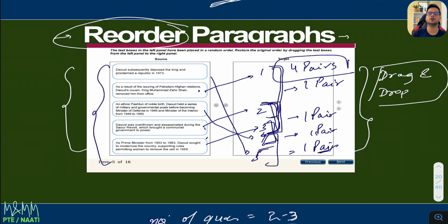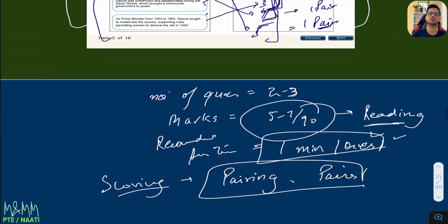And that's always going to be the case. If you get 6 sentences, there'll be 5 pairs. If you get 4 sentences, there'll be 3 pairs. And if you get 5 sentences, there'll be 4 pairs. So we are getting marks for making pairs, not for every sentence at the correct position.